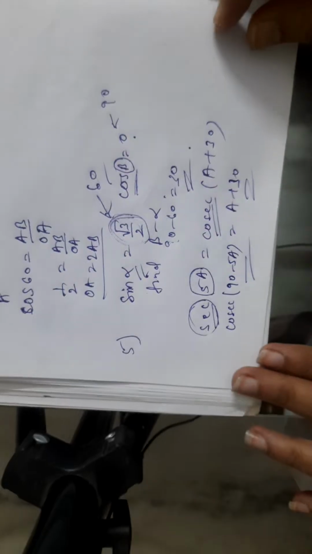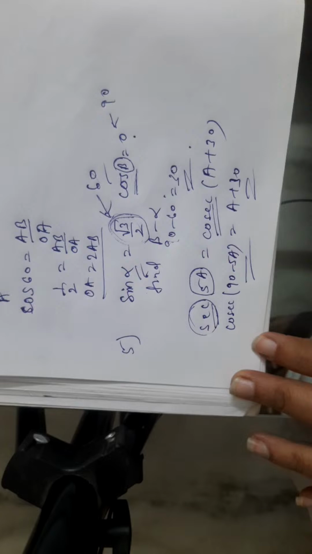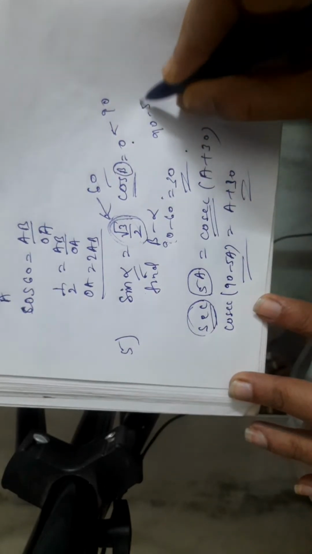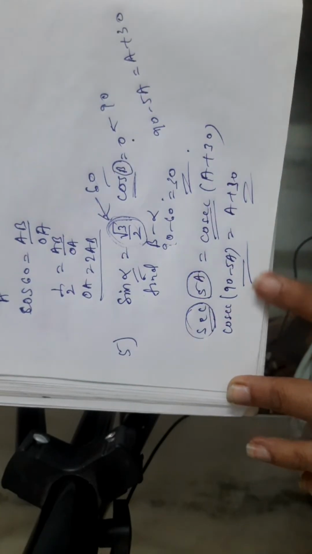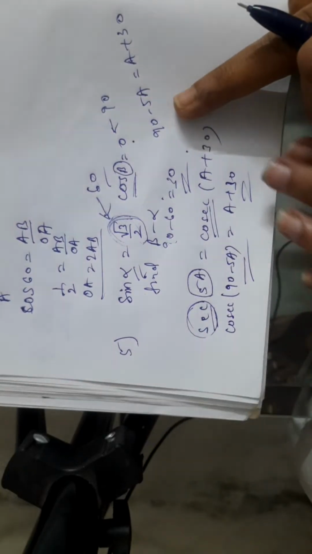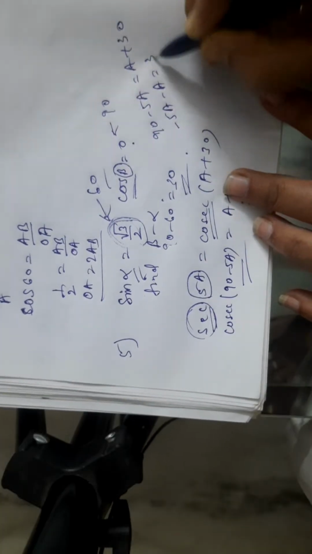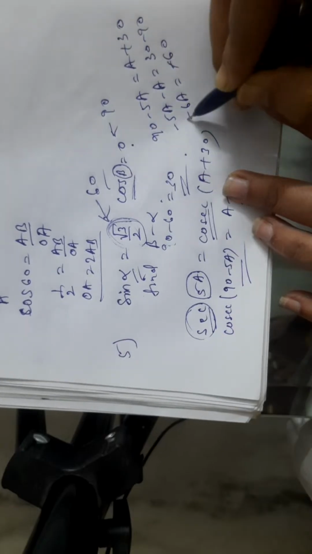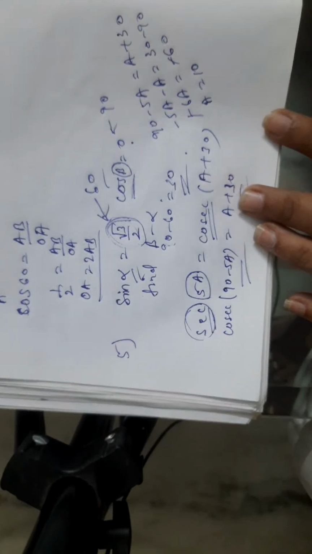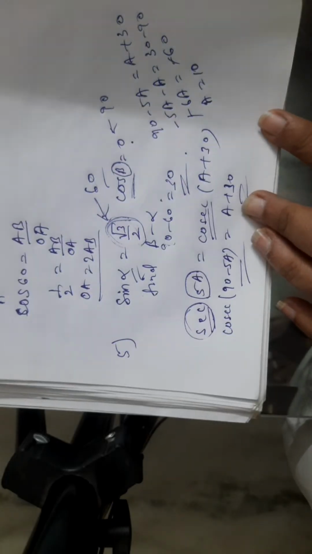Will you say the answer? So here it is 90 minus 5a is equal to a plus 30. What will be the value of a? Shifting a together: minus 5a minus a is 30 minus 90, so minus 6a is minus 60. So a is 10. So we got the answer. Now let's move to the next question.